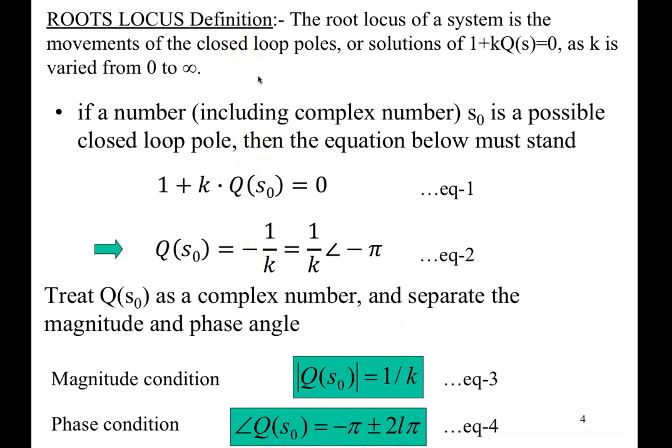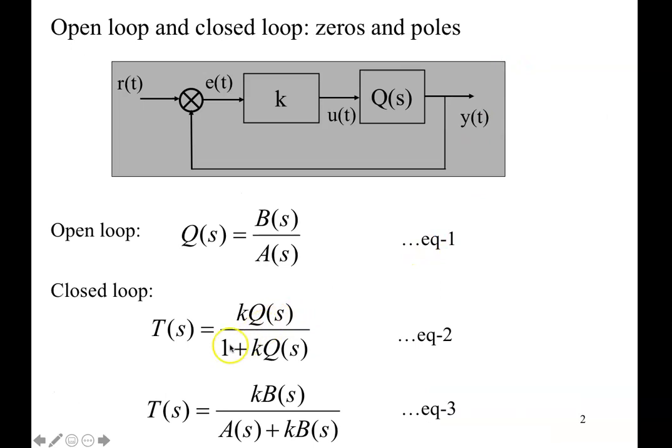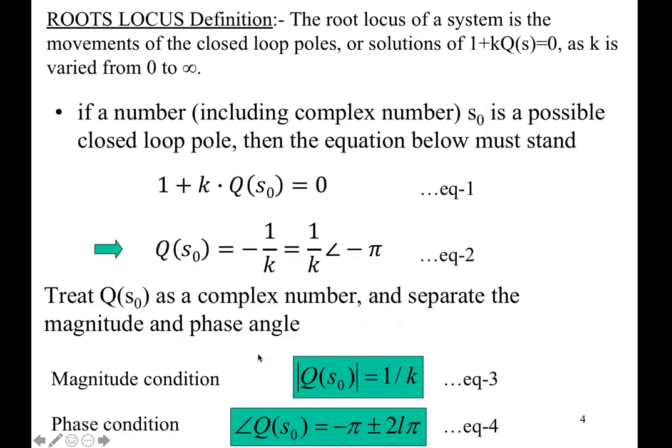The root locus of a system is the movement of all closed loop poles, or the solutions of the characteristic equation. That's what's in the denominator. If I just go back a few slides here, that's in the denominator of the closed loop transfer function. So if I equate this part to 0, find the solutions, these will all be my closed loop poles for different values of k. So that's the aim. We want to find all the poles, or all the solutions, of 1 plus kQ equal to 0 as k is changed from 0 to infinity.